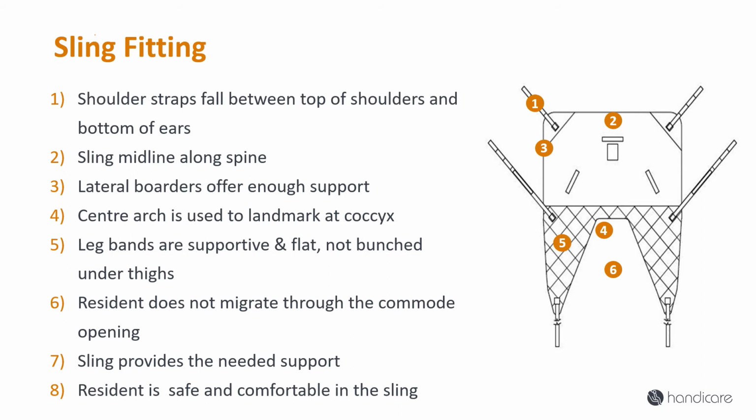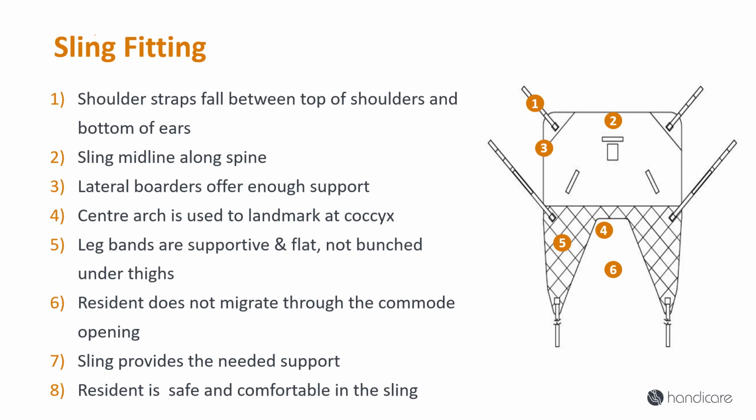To ensure a good fit, begin by folding the sling in half to locate the center arch. Use this point to landmark. Place this at the resident's coccyx. The sling's midline is placed along the resident's spine. Once the sling is placed behind the resident, locate the shoulder straps. The shoulder straps should generally fall between the top of the resident's shoulders and the bottom of the ears.